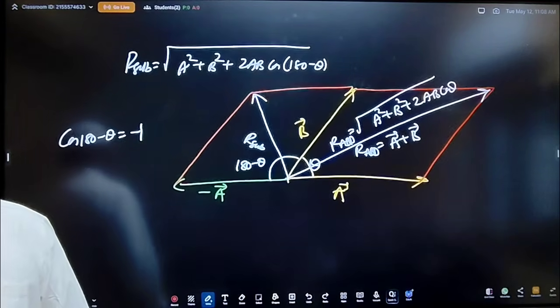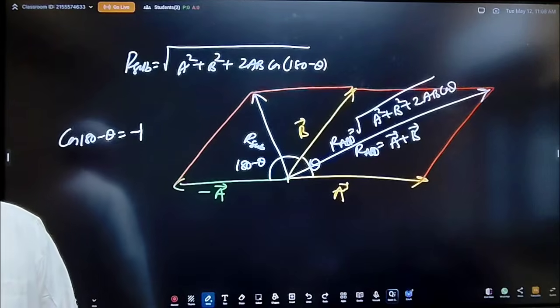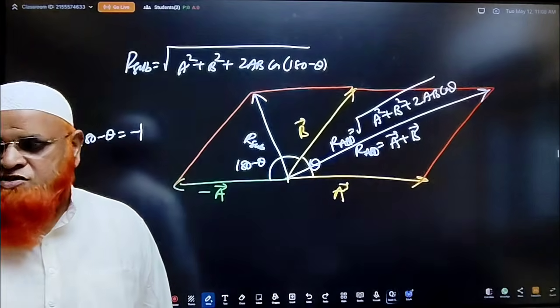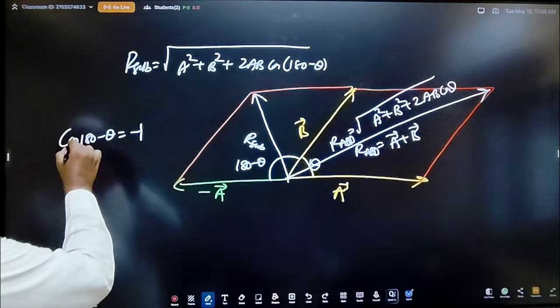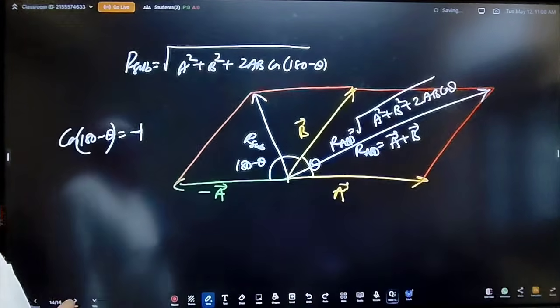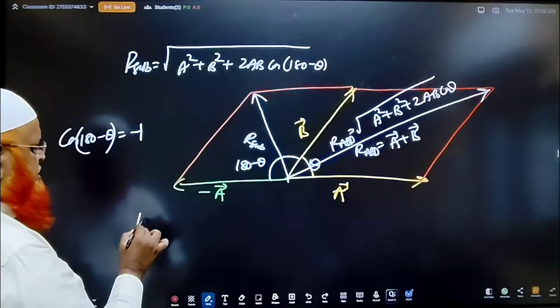cos 180 minus theta is -1, remember that. Presently you learn this in higher classes, but intermediate students and 10th class students will understand easily what this is. So cos 180 minus theta is going to be how much? -1. So this same equation, what is it going to become?